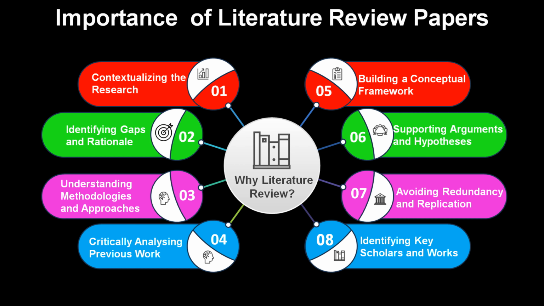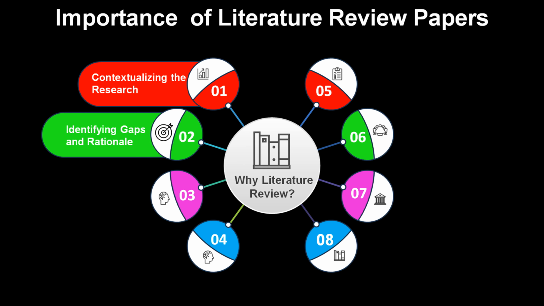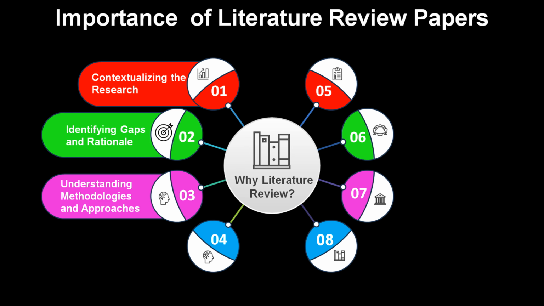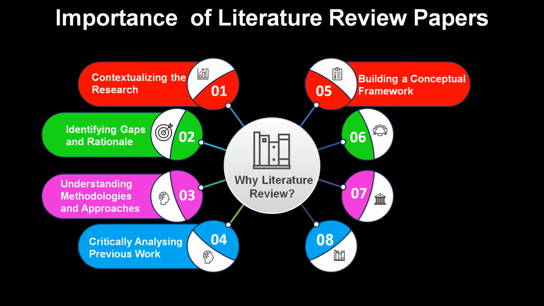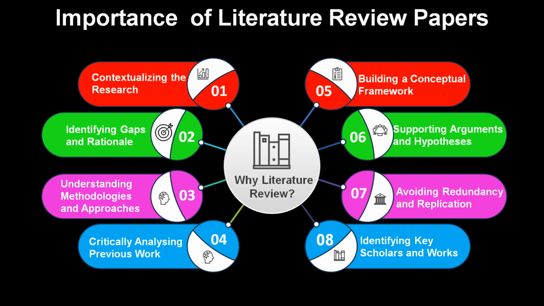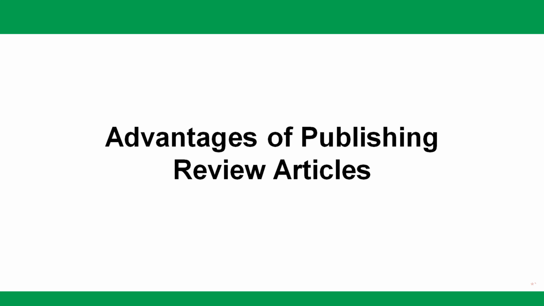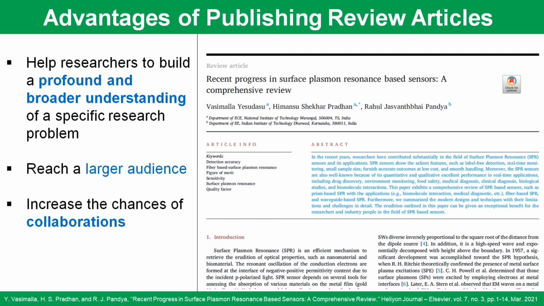In summary, literature review papers play a crucial role in academic research by contextualizing the research, identifying the gaps, understanding methodologies, critically analyzing previous work, building a conceptual framework, supporting arguments and hypotheses, avoiding redundancy, and identifying key scholars and works. The significant advantages of publishing review articles are that they help researchers to build a profound and broader understanding of a specific research problem, reach a larger audience, increase the chances of collaborations with interested readers, and improve the citation counts.